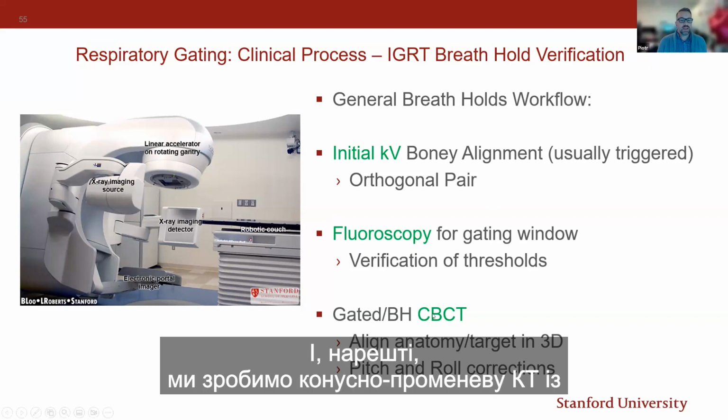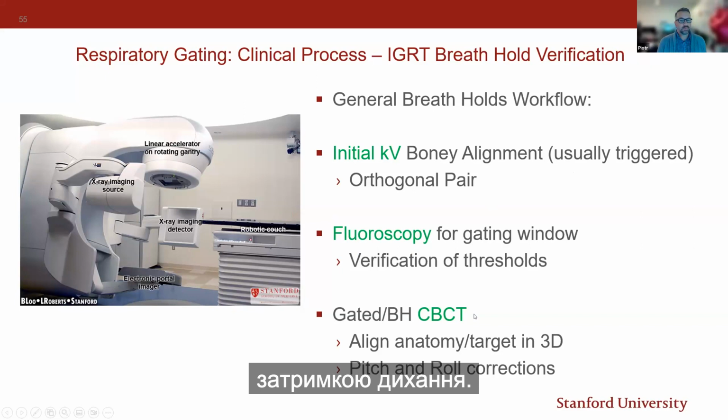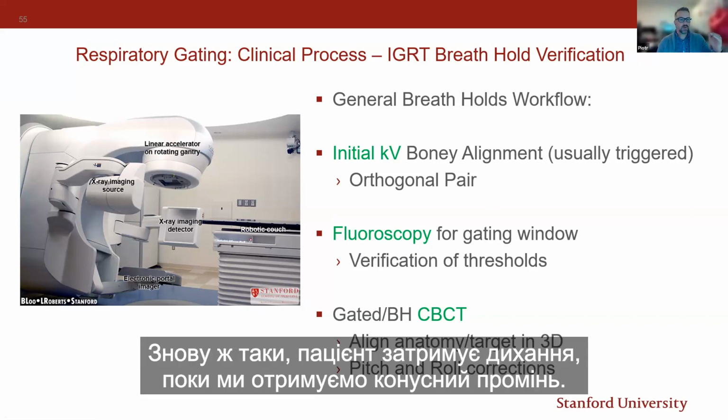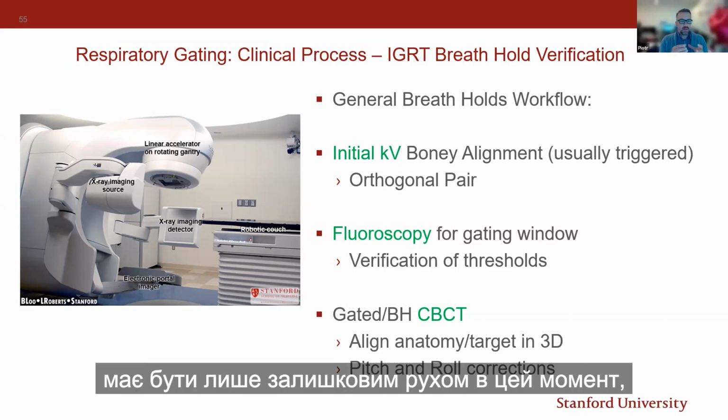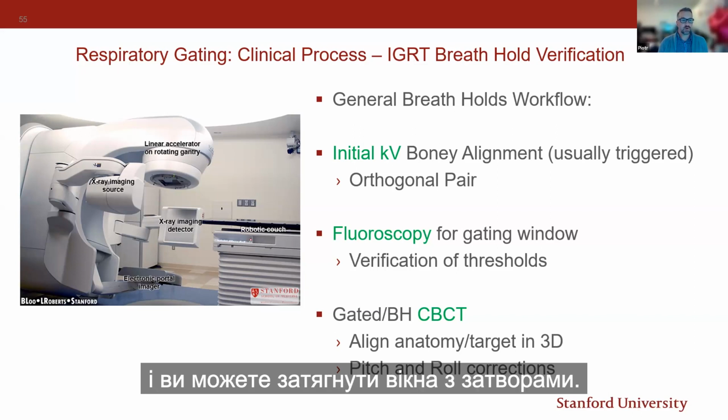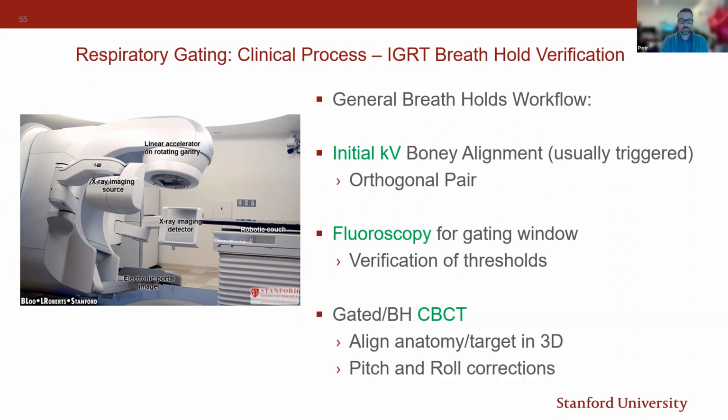And then finally, we'll do a gated breath hold cone beam CT. So again, this is patients holding their breath while we're acquiring that cone beam. So ideally, any motion that you see should just be residual motion at that point, and small tweaks, or you can tighten up your gated windows at that point.